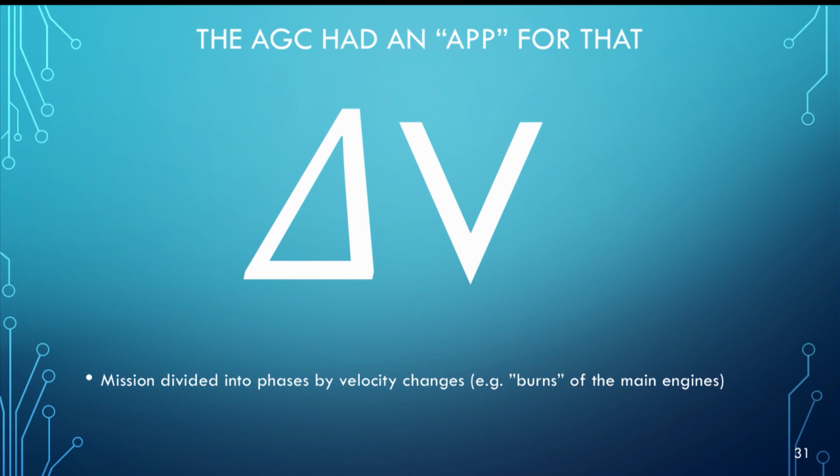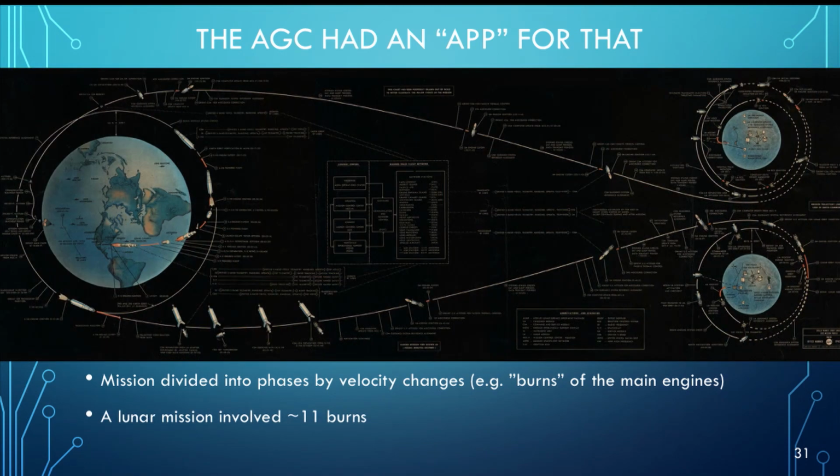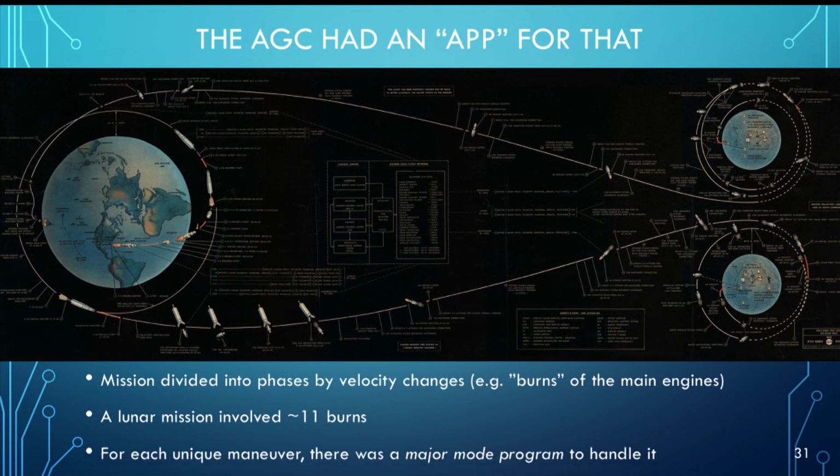what they'd call burns. So a lunar mission is typically divided into about 11 burns, and this is a phenomenal poster that was developed by NASA in the 1960s to illustrate all the phases of an Apollo mission. And bottom line, for every unique burn, there was a major mode program in the computer to handle it. So we might, in today's parlance, say the AGC had an app for that.